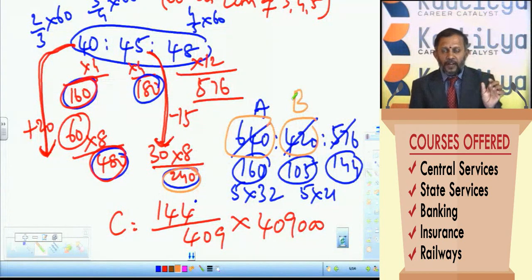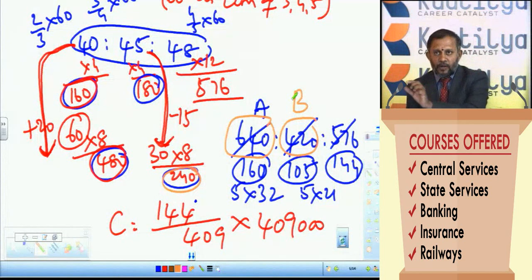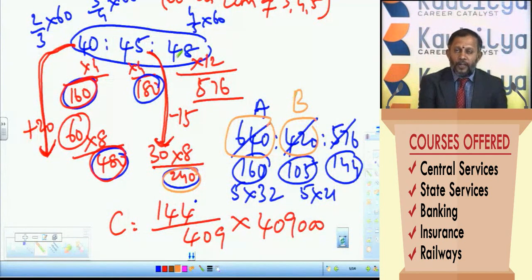Next, as per the data, there is no change in the investment of C. So therefore, we have to take 48 into 12, 576. So the investments of A, B, C are 640, 420 and 576. And after suitable calculation, 4 gets cancelled. We can get 160, 105 and 144.